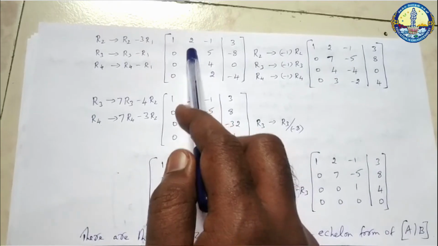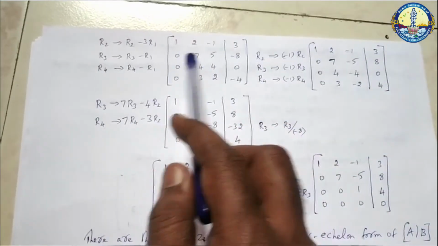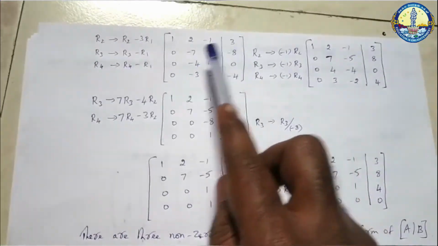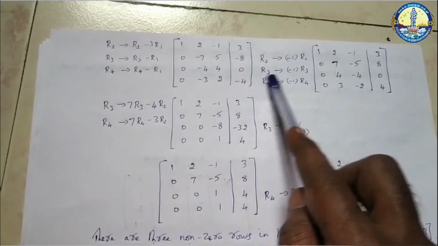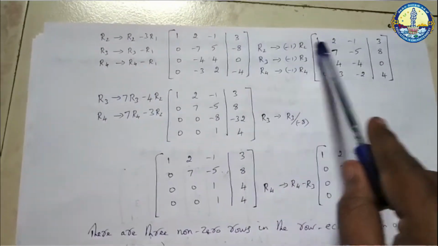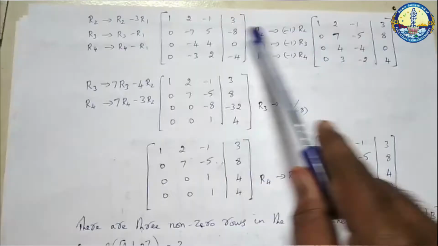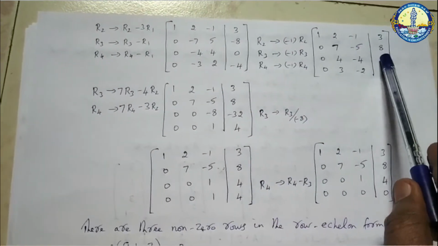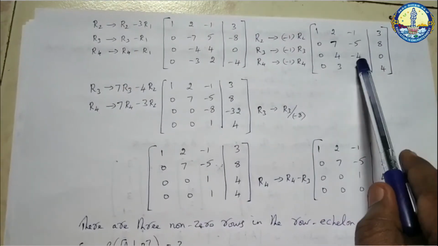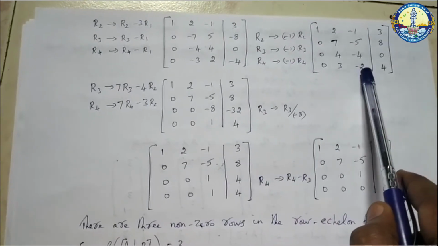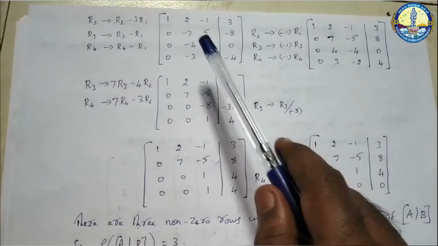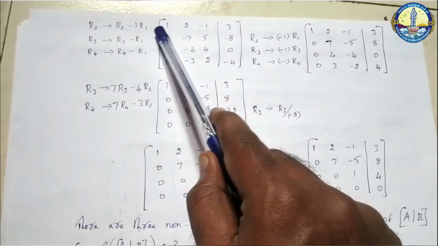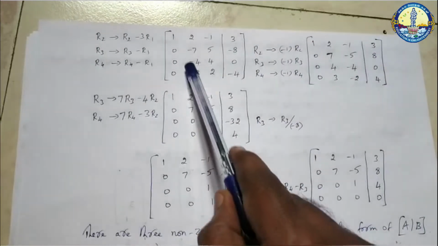So we simply change these into plus signs so that it will be easier to make this term 0. Multiply these 3 rows by minus 1. Write R1 as it is, and R2 as 0, plus 7, minus 5, plus 8, and 0, plus 4, minus 4, 0, and 0, plus 3, minus 2, plus 4. We already made the entries below the first non-zero element in row 1 to be 0.